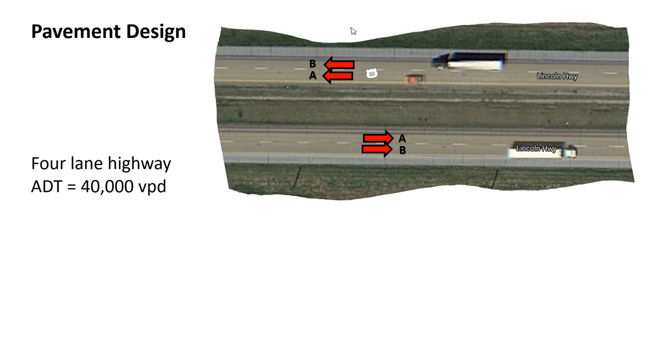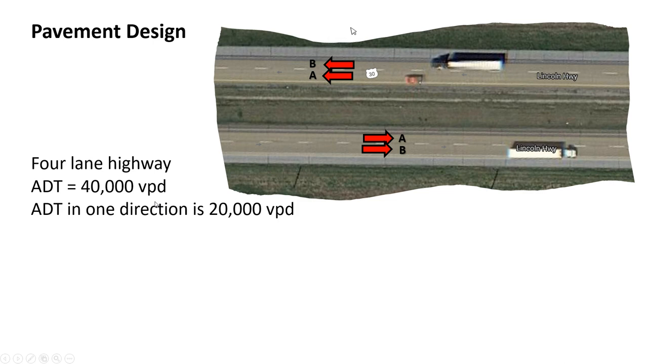So we've got a 4-lane highway, ADT 40,000. We're trying to design the pavement, and we're not designing pavement across all 4 lanes. We're designing pavement in a single lane. So we're going to start splitting this down.